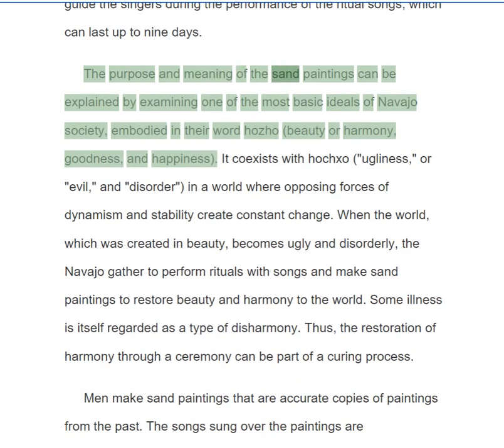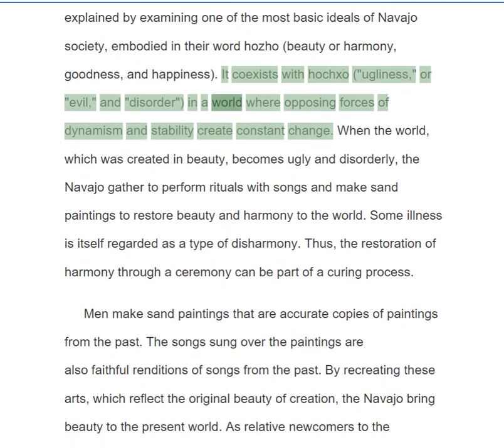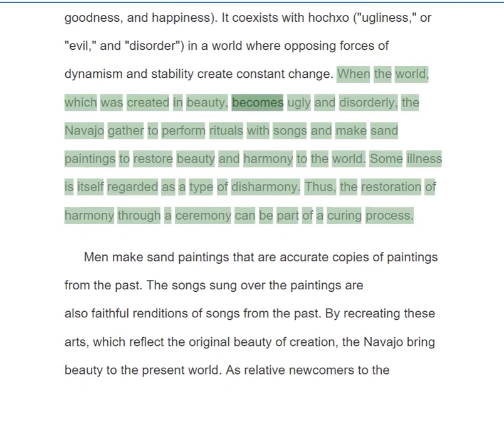The purpose and meaning of the sand paintings can be explained by examining one of the most basic ideals of Navajo society, embodied in their word hozho. It coexists with hochxo in a world where opposing forces of dynamism and stability create constant change. When the world, which was created in beauty, becomes ugly and disorderly, the Navajo gather to perform rituals with songs and make sand paintings to restore beauty and harmony to the world. Some illness is itself regarded as a type of disharmony. Thus, the restoration of harmony through a ceremony can be part of a curing process.